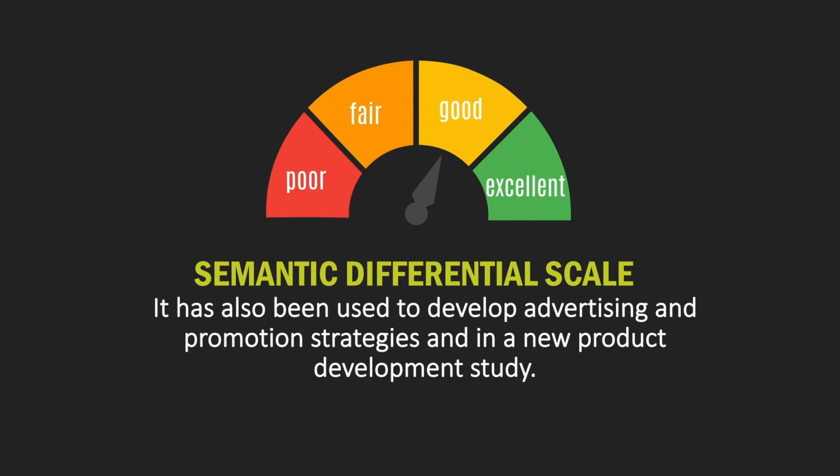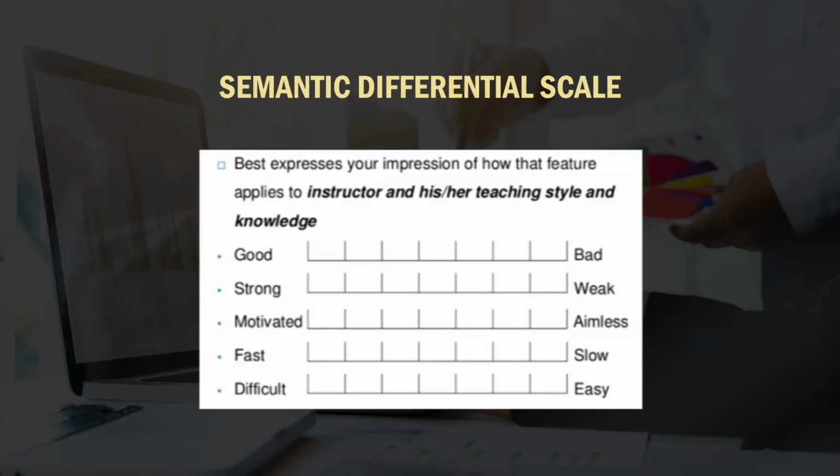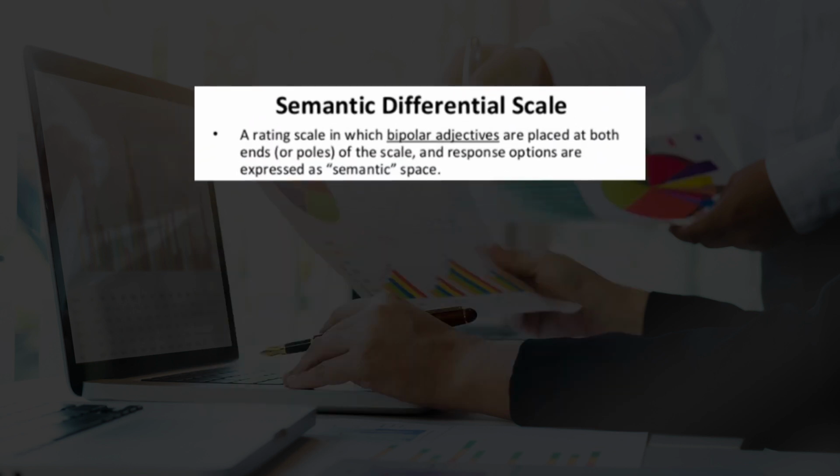If you see this particular image, it asks you to express your impression of how these features apply to the instructor and his or her teaching style and knowledge: good, bad, strong, weak, motivated, aimless, fast, slow, difficult, easy. So the semantic differential scale works on a certain model like this. It is a rating scale in which bipolar adjectives are placed at both ends of the scale and response options are expressed as a semantic space.